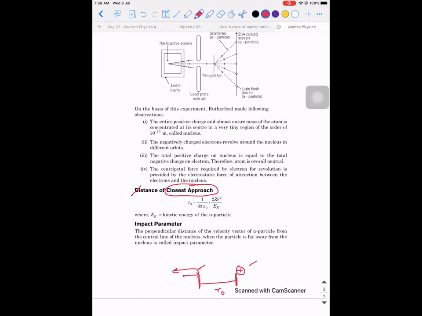So what happens at the distance of closest approach? kZe square by R naught will be equal to half mv square. So what did I write? The kinetic energy has got converted into the potential energy. Right? So when you solve this, you will get this expression.